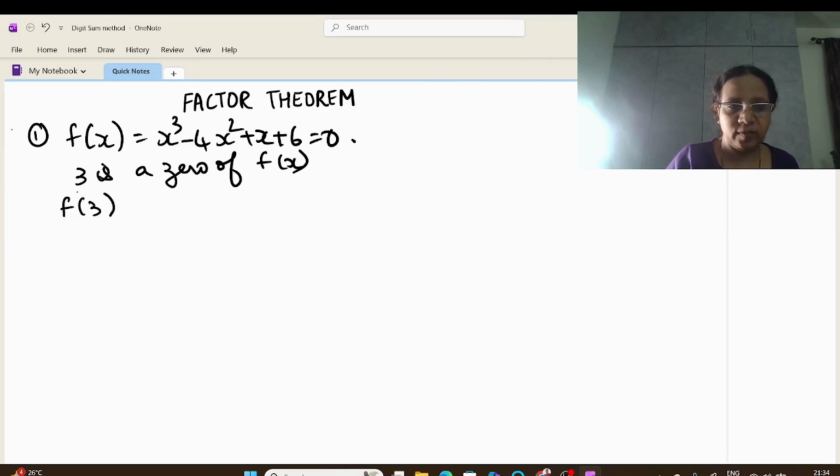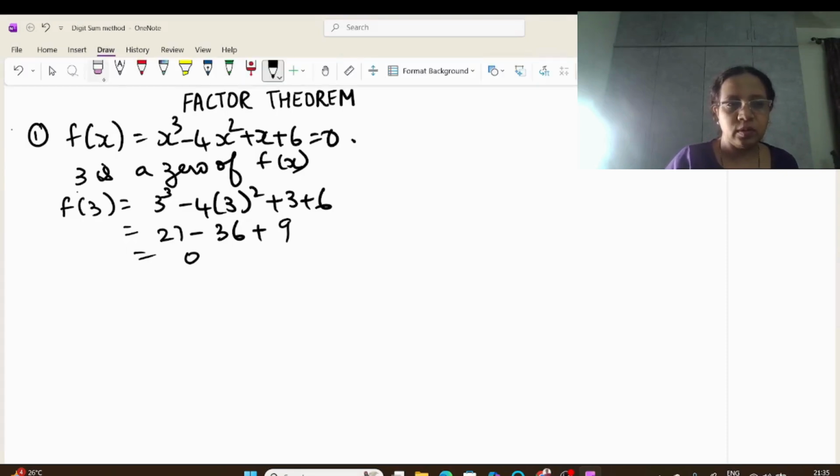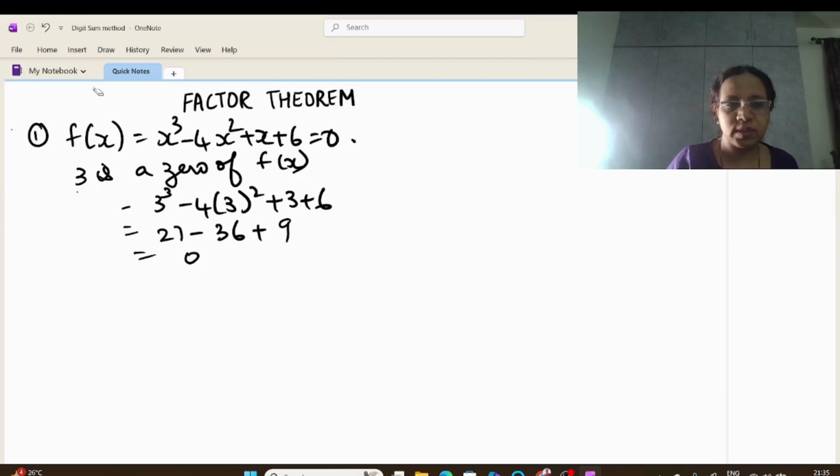Now if you want to verify it, we can do that. 3 cubed minus 4 into 3 squared plus 3 plus 6. We have to check whether it becomes 0. 27 minus 36 plus 9. This will give you 0. So f of 3 is 0. Now we will find the other roots using synthetic division.